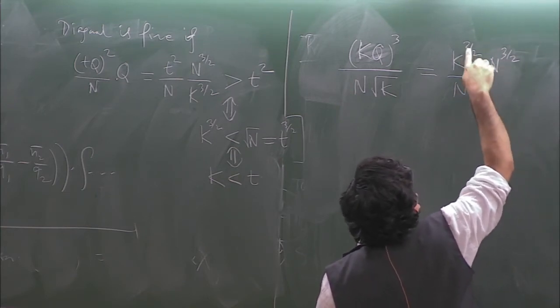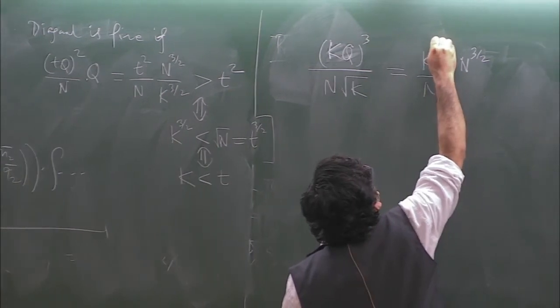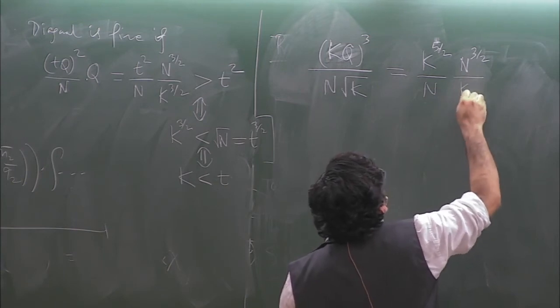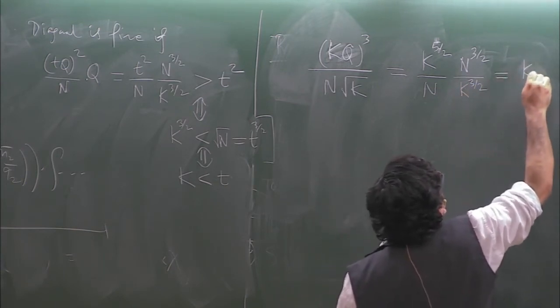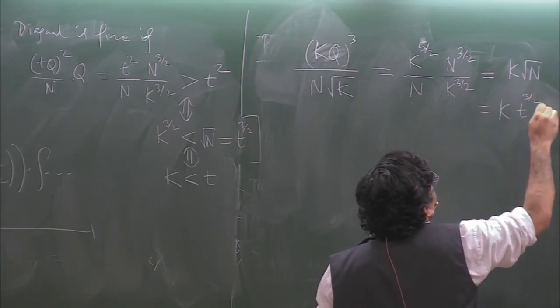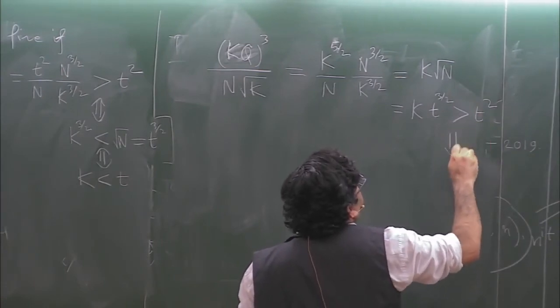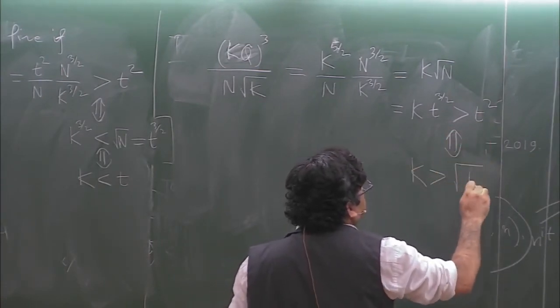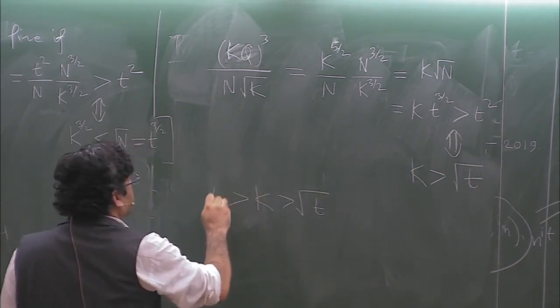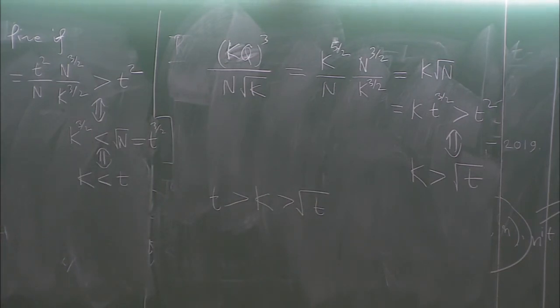sorry, k to the power, how much is it? 5 by 2 by n, and this is n to the power 3 by 2 by k to the power 3 by 2. So it's k times square root of n, which is k times t to the power 3 by 2, and this has to be larger than t square, and this can happen if you take k to be larger than square root of t, right? So if I take k to be larger than square root of t and less than t, I will be saving enough in the off diagonal and the diagonal, and that will mean I will be saving more than what was required to save here, and so I'll be able to break convexity.